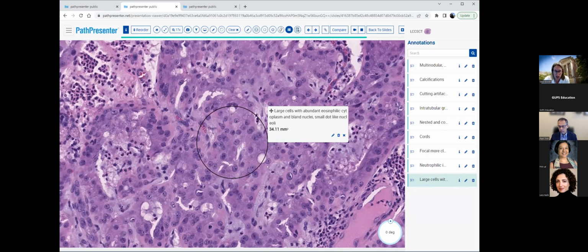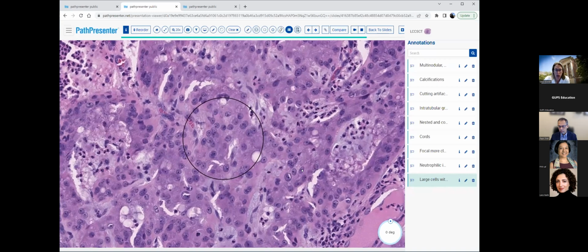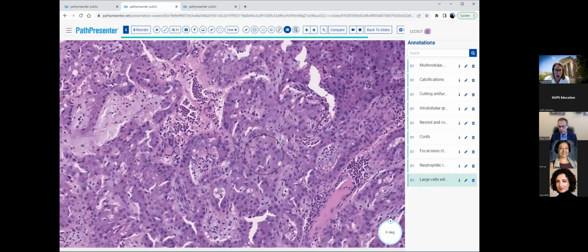These are large cells, abundant eosinophilic cytoplasm. You can see, though, the nuclear size and shape, again, very monotonous. The neighbors all pretty much look the same. So a rather bland tumor all in all.